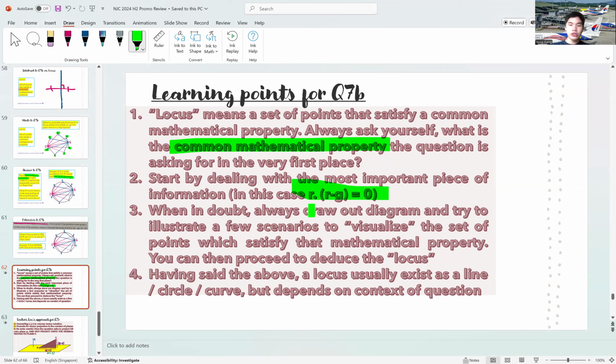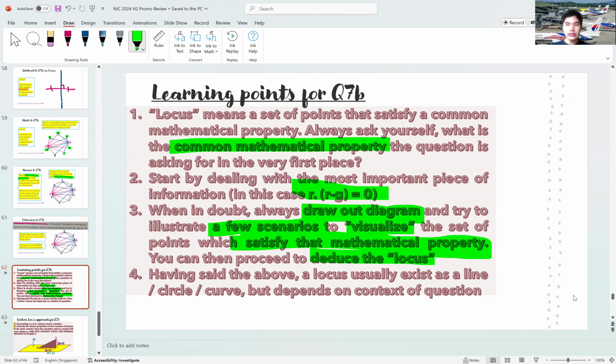For vectors, please remember, I don't want to say this so many times, but I need to keep on saying it: draw the diagram and illustrate a few scenarios. Why? Because a locus is an infinite set of points. You need to visualize the set of points, and once you can visualize them and satisfy the mathematical property, you can draw a best fit line to join the set of points together, and then you have the locus.